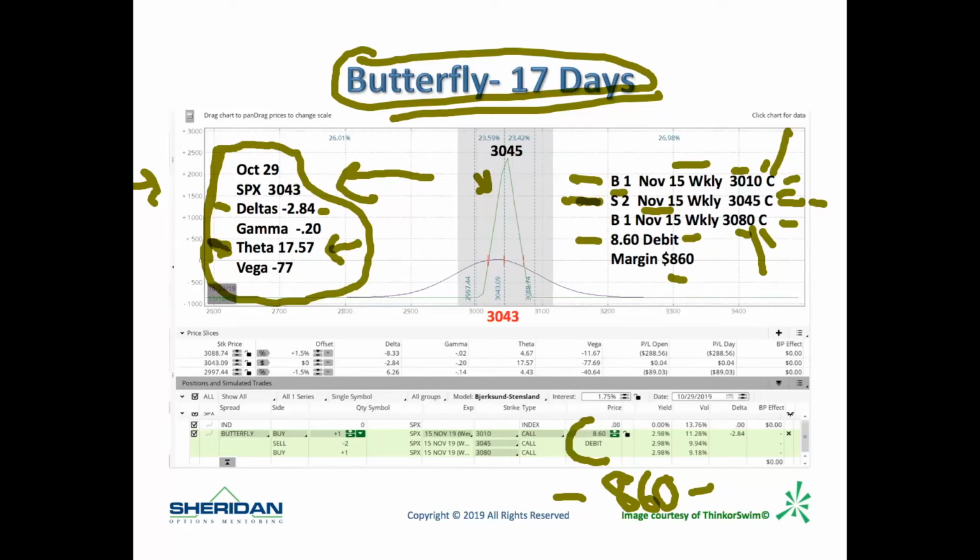I'm selling 2 November 15 weekly 3045 calls. I'm buying one November 15 weekly 3080 call. What it's saying is, with theta, as each day passes, today I'd be making $17. If we just advance one day forward, theoretically, I'd make $17. And then tomorrow to the next day, that number is going to grow.